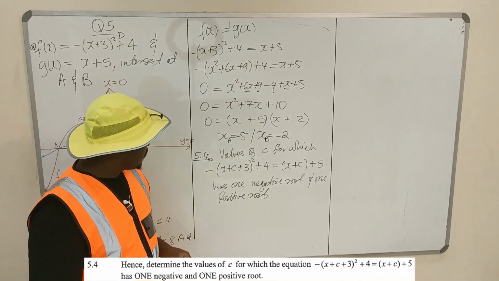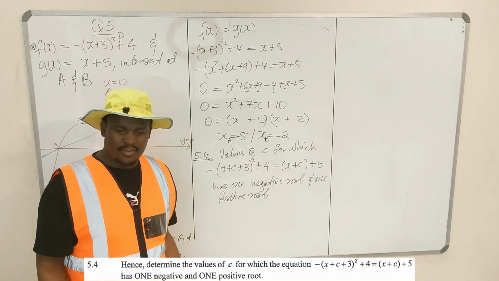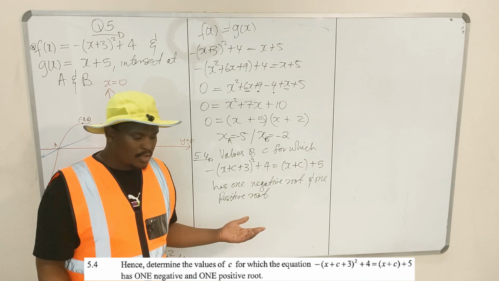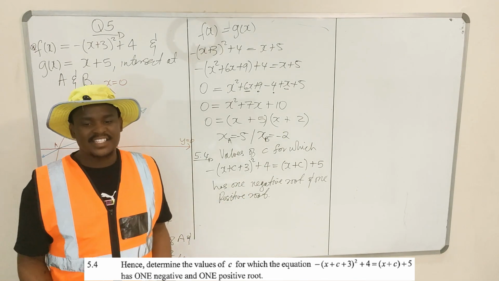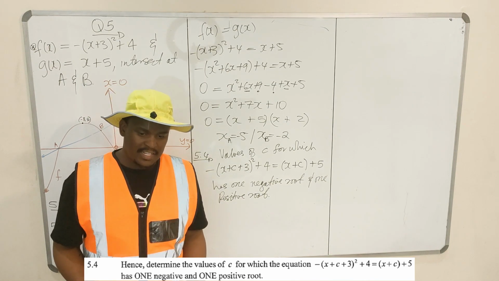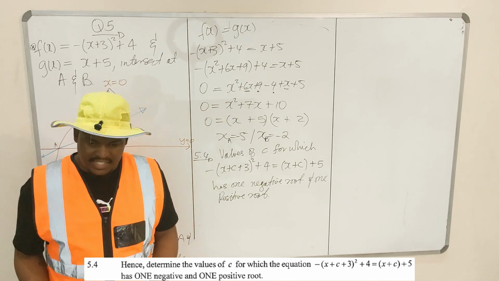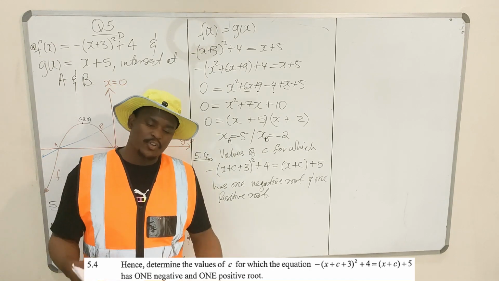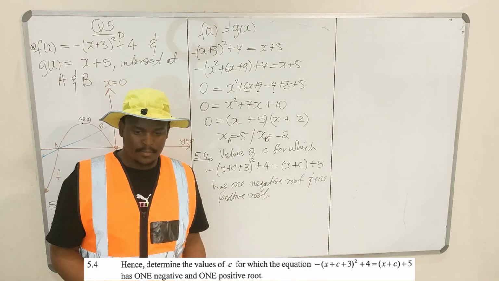So if you're looking at this, what is this C? What does this thing tell you? It's the horizontal shift. Yes. So your graph has been shifted horizontally. So in simple terms, they're asking how you should shift your graph such that it has one positive root and one negative root. Okay. Do you understand? Yes. So how should they shift your graph such that it has one positive root and one negative root?